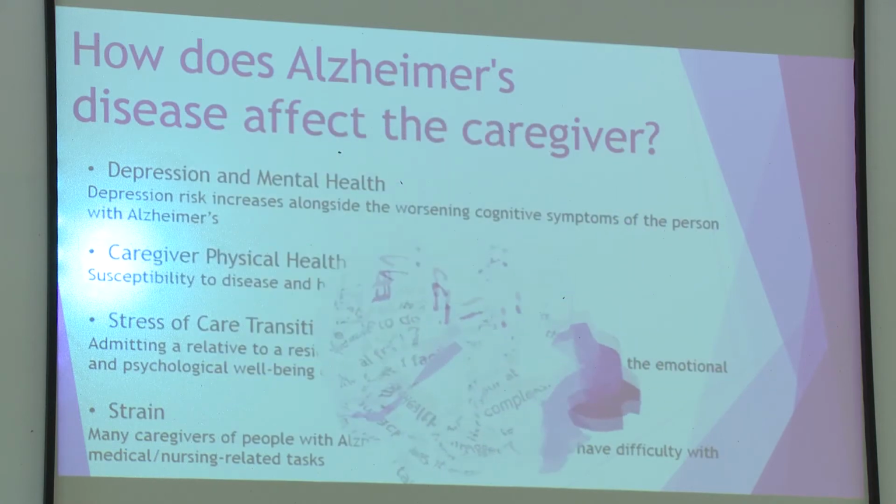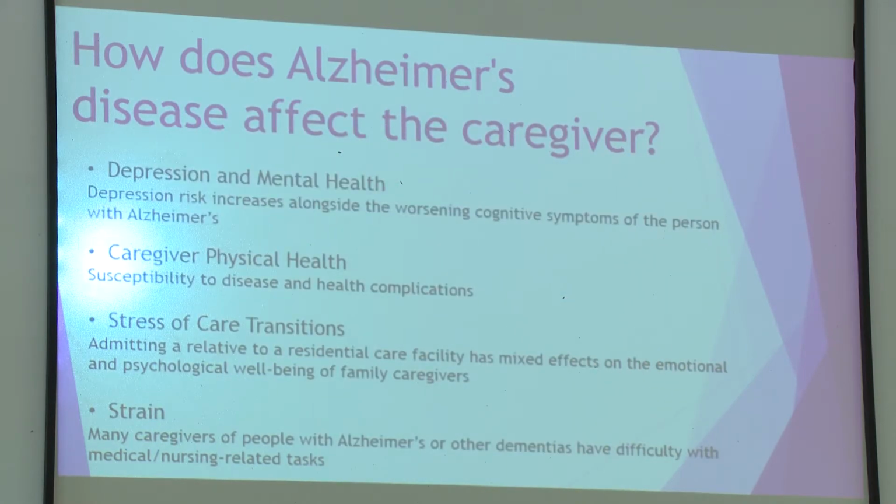How does it affect the caregiver? Depression and mental health. Depression risks increase alongside the worsening cognitive symptoms of a person with Alzheimer's. For physical health, they are very susceptible to diseases and other health complications. The stress of care and transitions. Admitting a relative to a residential care facility has mixed effects on the emotional and psychological well-being of the family of caregivers. And strain. Many caregivers of people with Alzheimer's or other dementias have difficulty with medical and nursing-related tasks.